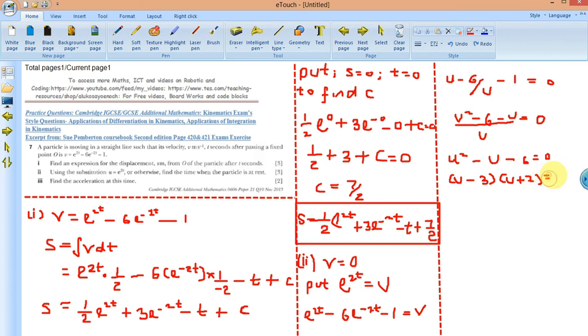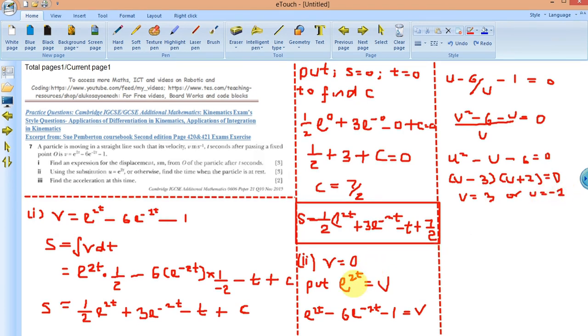So from here now, I have u equals to 3 or u equals minus 2. But don't forget that from the onset, we actually put u to be exponential 2t. So by implication, exponential 2t equals to 3. So we want to go ahead and find t.